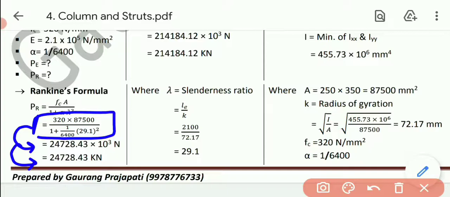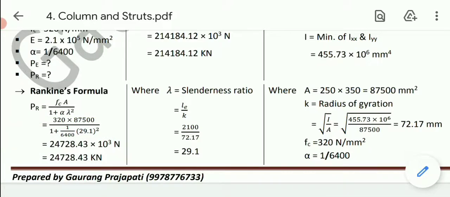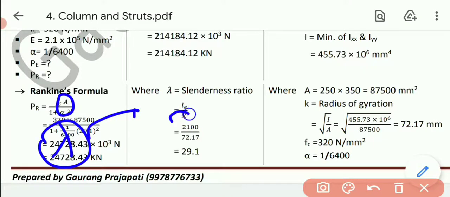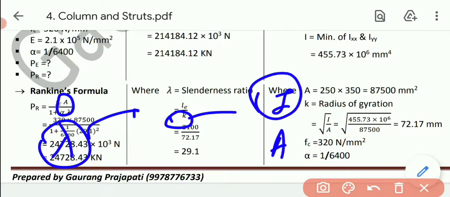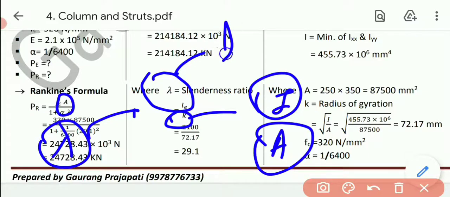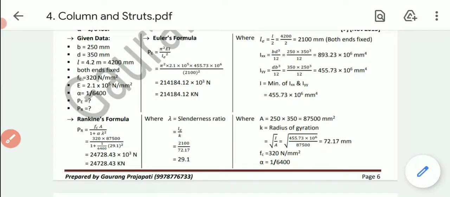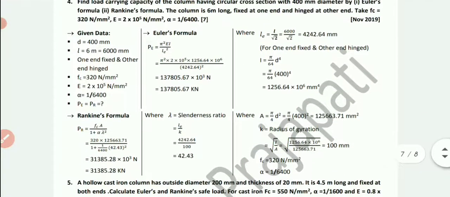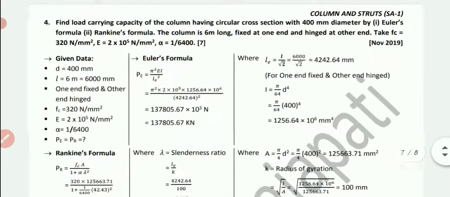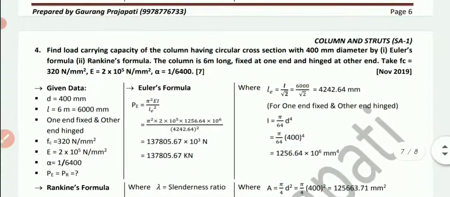Whenever a sum comes under the Rankine's formula, you will always have to do this. You need to calculate area and lambda, and in order to get lambda, first of all you need to calculate radius of gyration, for which you need I and A. And in order to get lambda you will also need the value L. So this was the common sum in which we use both formulas, Euler's as well as Rankine's. Let's solve some of the other sums also like this which have been asked in the exam.